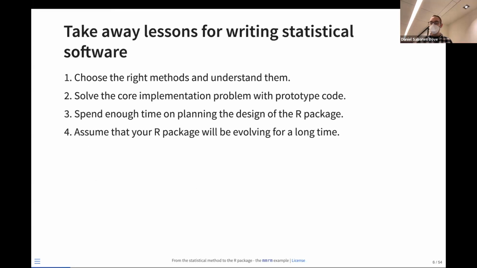So we're going to have a little section here where we're covering these four different guiding principles of this statistical software development process. And what we're going to cover here is how we choose the right methods, and more importantly, understand them, how we solve these core implementation problems by going through this prototyping process, how we incorporate the design of a package into its development process, and the assumptions we make about the life cycle that we expect a package to follow, and how we incorporate that explicitly into the development path that we are taking.